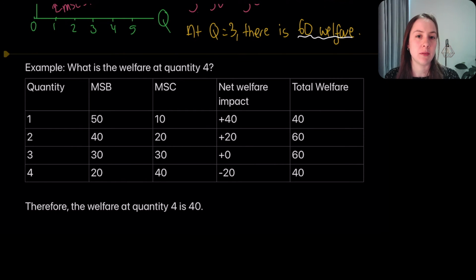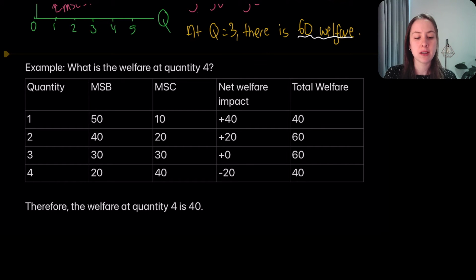Let's say you got this in a table. Let's say you had an MSC, an MSB, and you had to work out the total welfare at Q4. So you do the same thing. You work out the MSB, the MSC, you take the difference between them, and you get the net welfare change that each unit brought. So it's the same example.